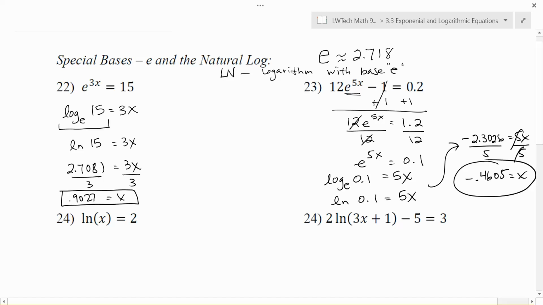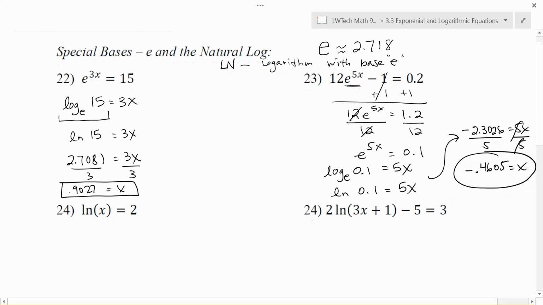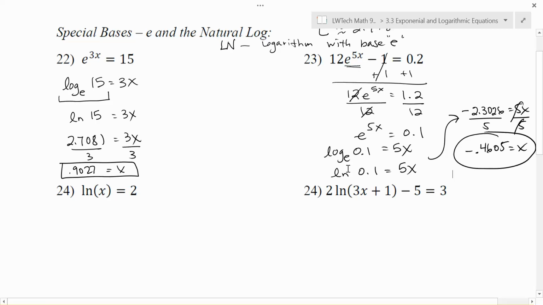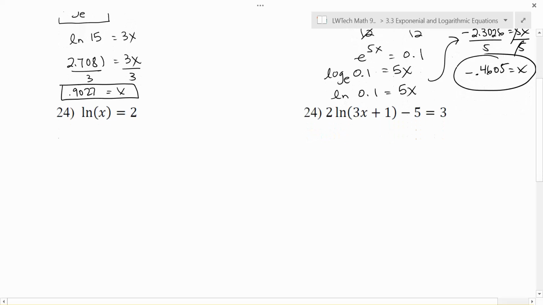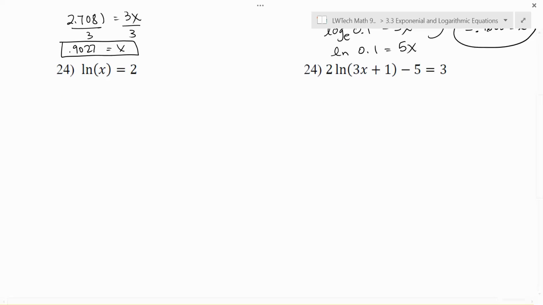equals x. And that works great. So that would be my solution for x in that particular problem. So again, if you see log base e, change it to ln, just continue on with the problem as normal. You're just going to push a different button on your calculator.